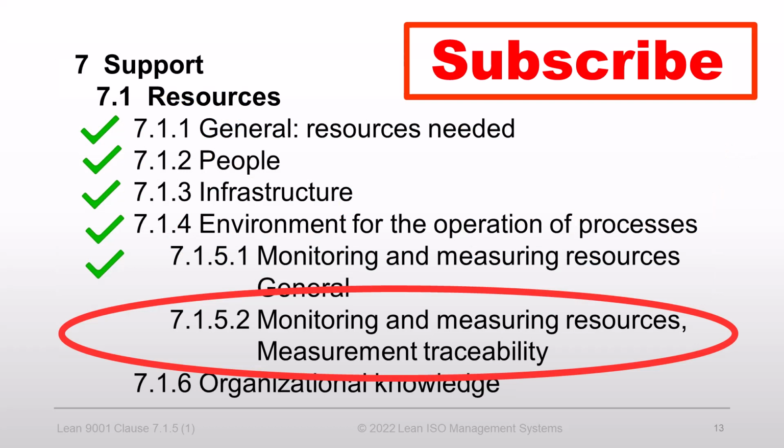To summarize, by now, we have covered 5 subclauses of element 7.1. In the following video, we will move to element 7.1.5.2, measurement traceability.